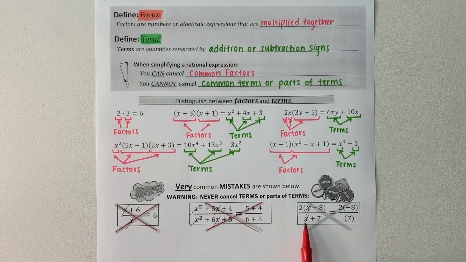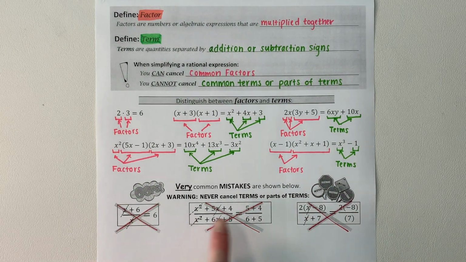In the denominator here, the x and the 7 are terms since they're being separated by an addition symbol. We're not allowed to cancel terms, so we can't cancel this x. In the numerator here, this quantity x minus 8 is a factor. Whole factors can be canceled, but you can't cancel just one part of a factor. So we could only cancel this whole factor. We can't cancel just a part of the factor x.